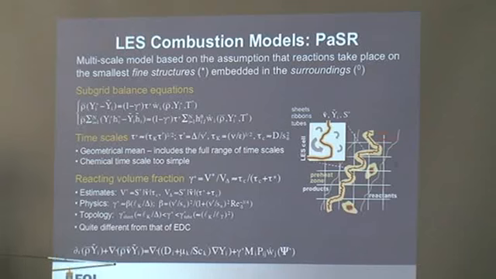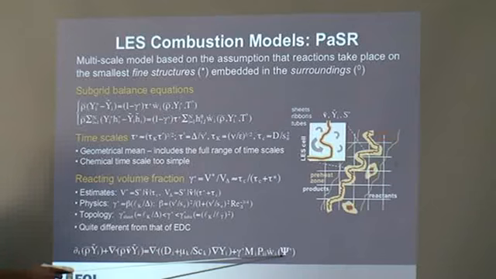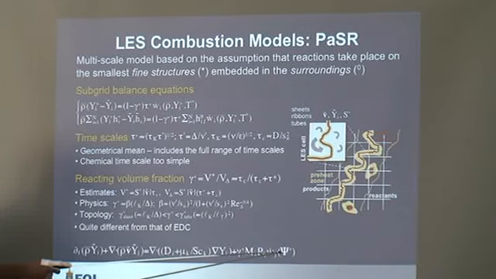So these are the equations that we will be solving. They're very similar to the EDC model. The reaction rate is evaluated at the fine structure temperature and species mass fractions. And we have this reacting volume fraction and intermittency factor in front of it.